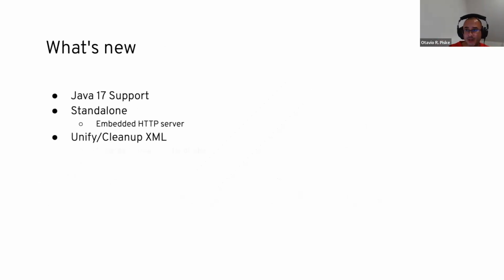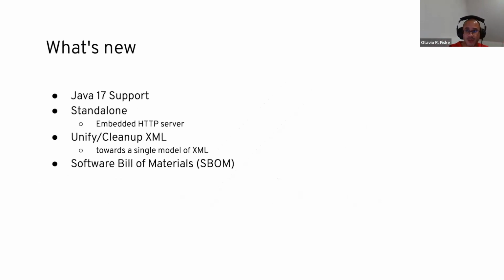So, in short, this is a very brief list of some of the new things we added to Camel. There are many more, but these are a few of those that I personally consider interesting. As I said, Java 17 is now the base version of Java we support for Camel. If you're using Camel standalone, Camel Main, it now has support for an embedded HTTP server, which can facilitate things like health checks and a health dashboard and so on. We have been working to unify and clean up the XML DSL. This is something that is still kind of in progress, but you can already see the initial bits of that work in Camel 4.